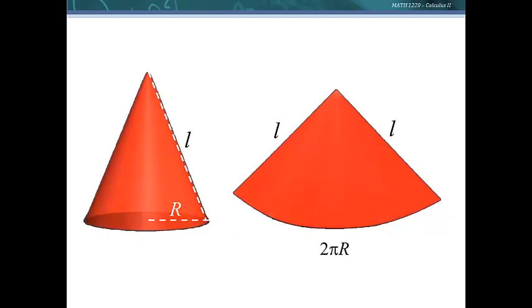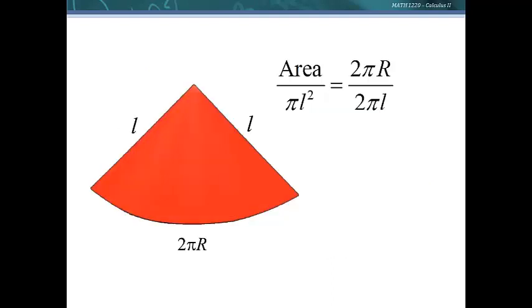Now, how can we find the area of this? Well, we could compare it to a circle. We know the area of a circle and we know the circumference all the way around, so we could set it up in a proportion. The area of this sector is proportional to the area of the circle, pi L squared, if we'd gone all the way around, a circle of radius L. Then we compare the arc length, 2 pi R, to all the way around, which is the circumference, 2 pi L.